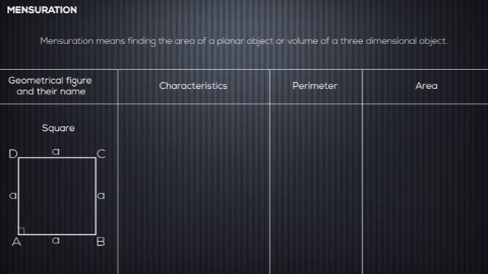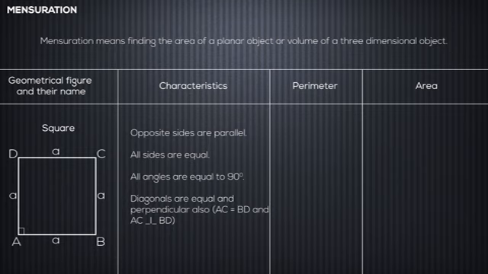Square. In a square, opposite sides are parallel and all sides are equal. All angles are equal to 90 degrees and the diagonals are equal and perpendicular to each other. In this figure, AC is equal to BD and AC is perpendicular to BD. The perimeter of a square is 4a as all the sides in a square are equal. And the area of the square is a square or half of the square of its diagonal.